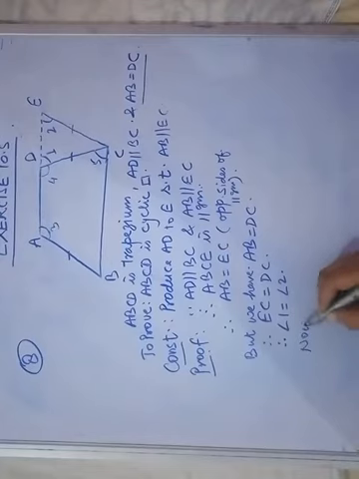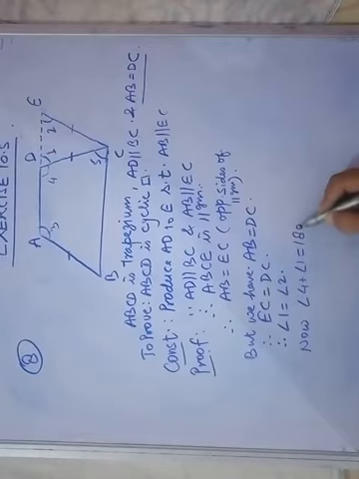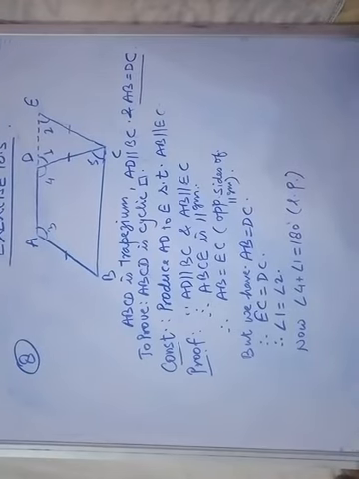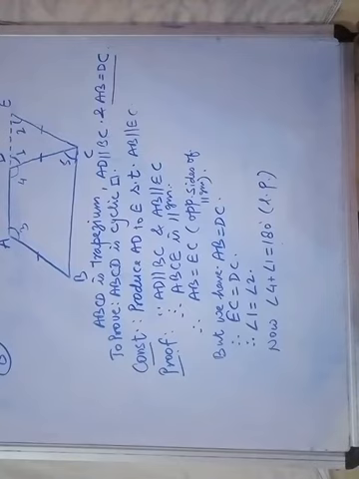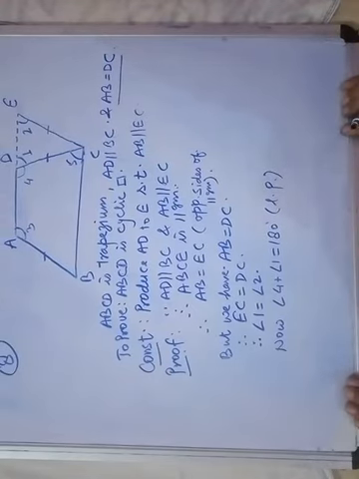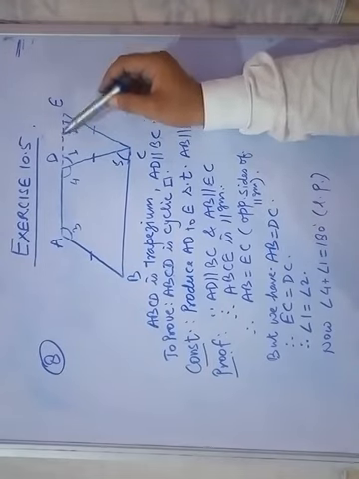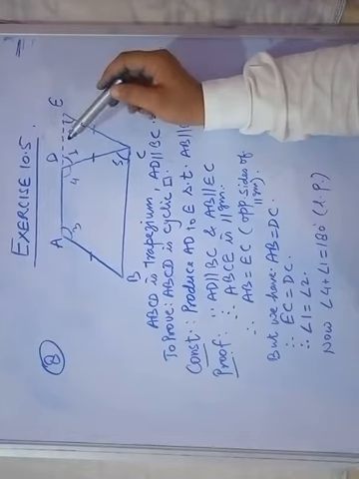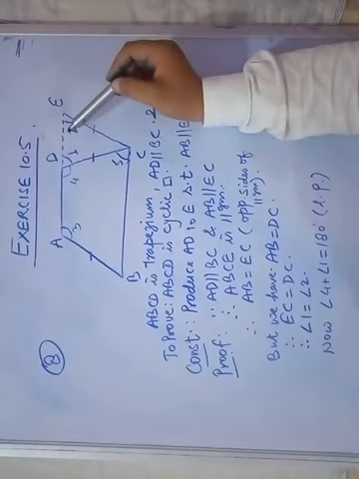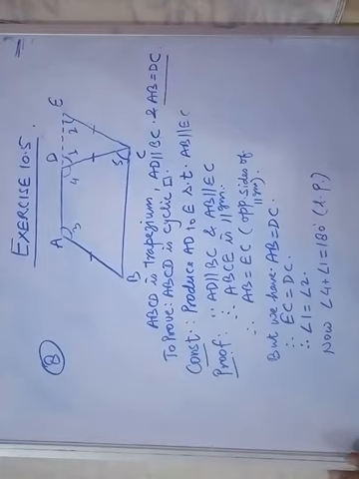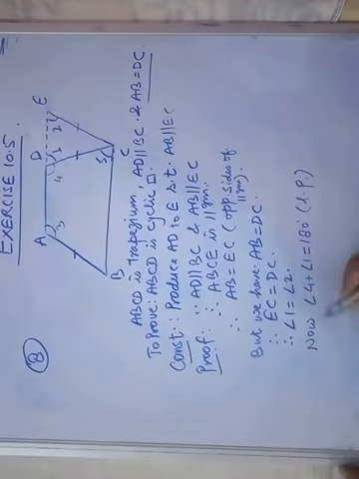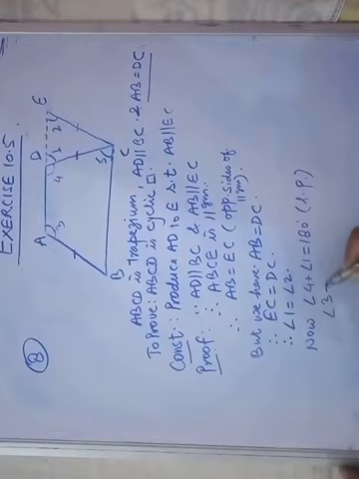Now angle 4 plus angle 1 equal to 180 as a linear pair. Now we see that angle 1 equal to angle 2, and 3 plus 2 also equal to 180, co-interior angle. Angle 3 plus 2 equal to 180.